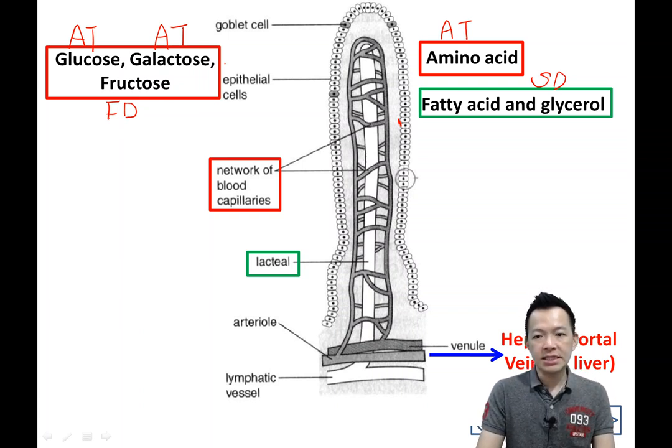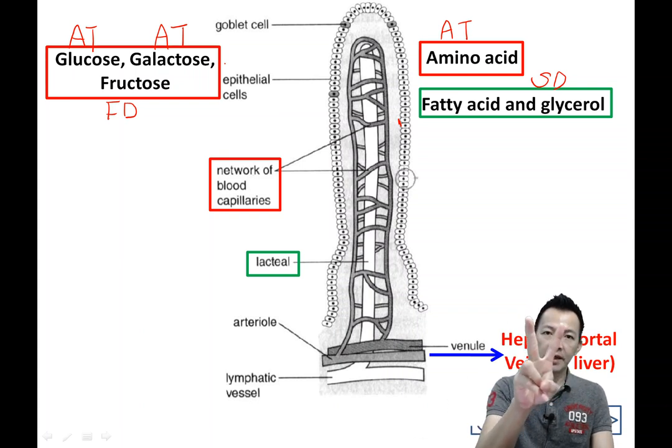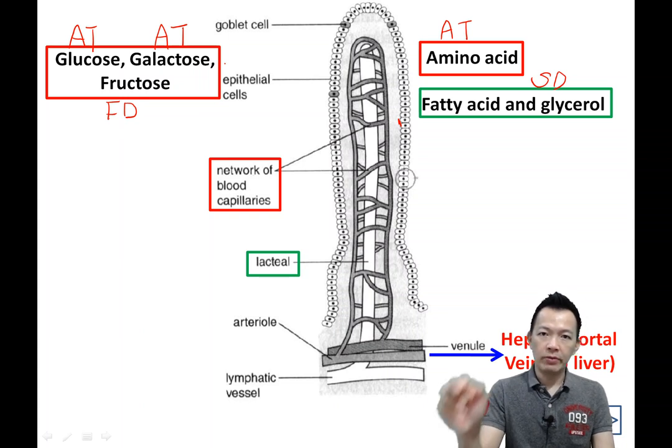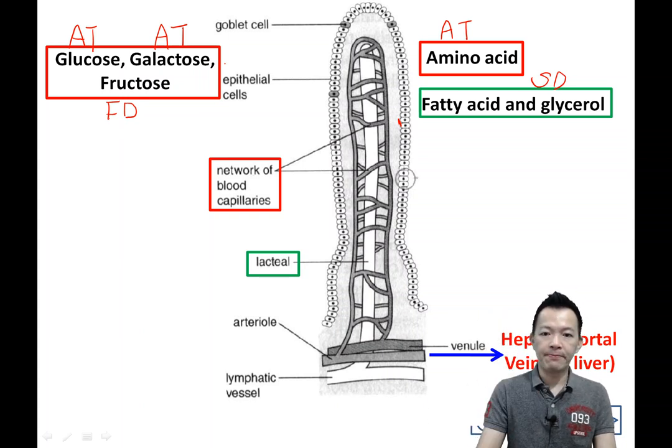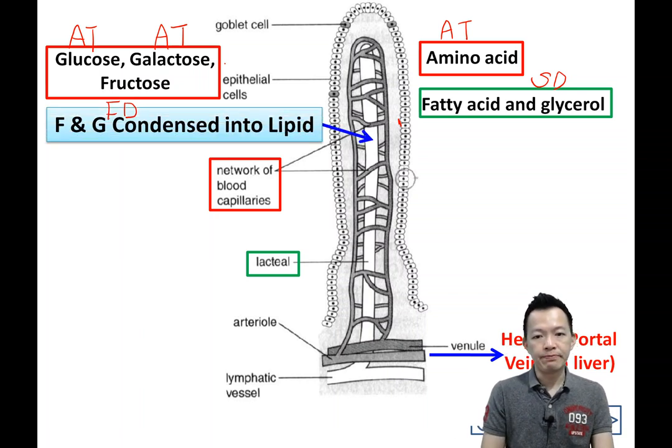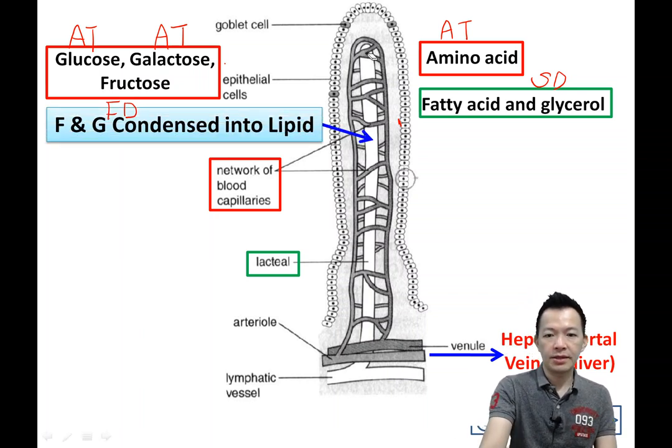Okay? 刚才解散到半条命，对不对？消化到半条命 become fatty acid and glycerol. But now, when they diffuse through the wall and pass through the epithelial cell, they'll be condensed back into the lipid. Or in another way, when the lacteal absorbs the fatty acid and glycerol, the lacteal actually gets the lipid. 它拿到的东西呢就叫 lipid. So please make a note, 写一个 notes 在那边，okay?